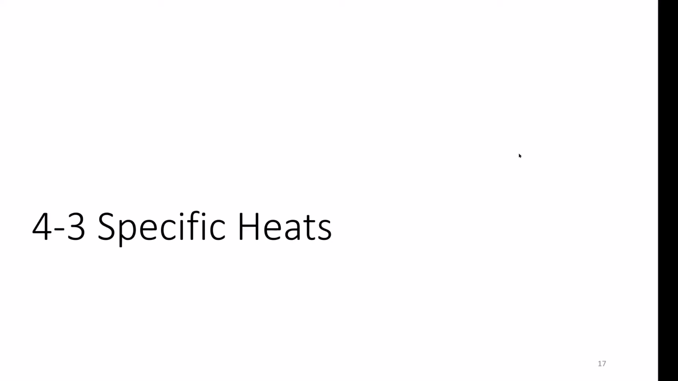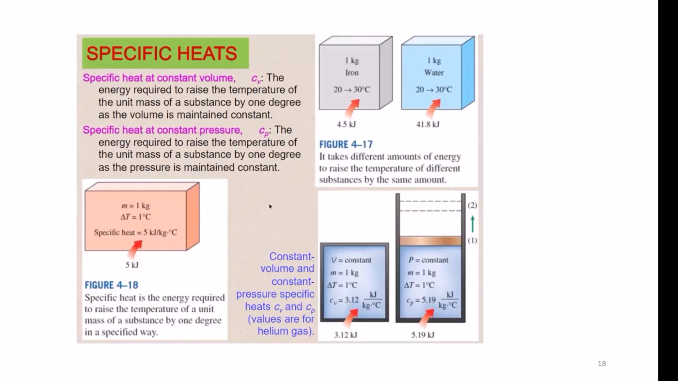Okay, I'm going to take a look at sections 3 through 5. The first one is specific heats. And typically we look at a couple of specific heats. One is when we have a constant volume, and one is when we have a constant pressure. Okay. And what is specific heat? Basically the amount of energy required to raise a unit mass a degree C.